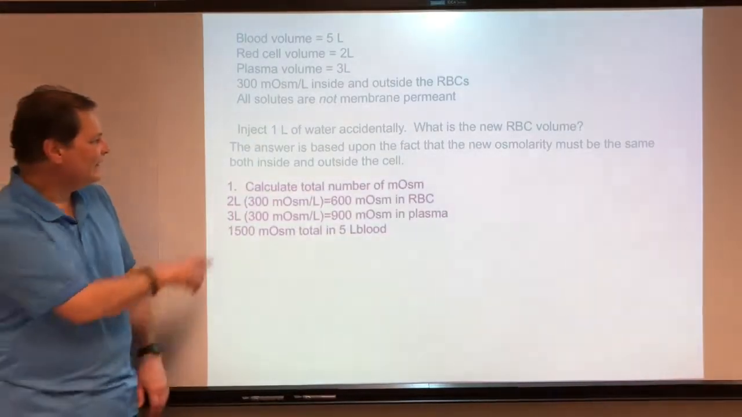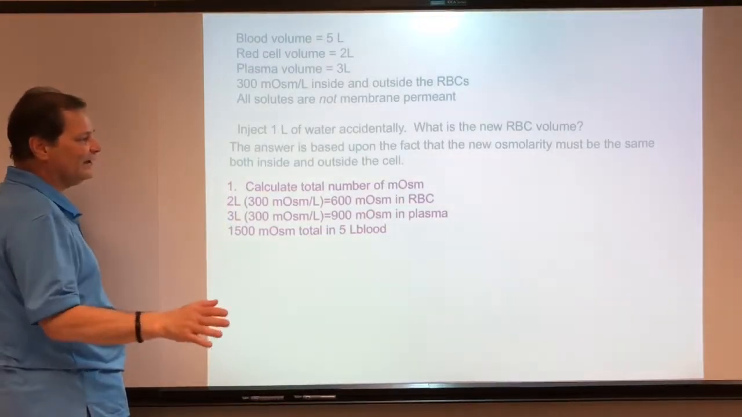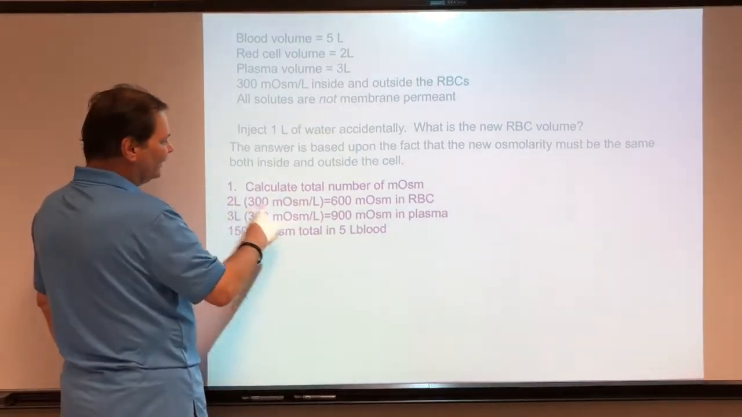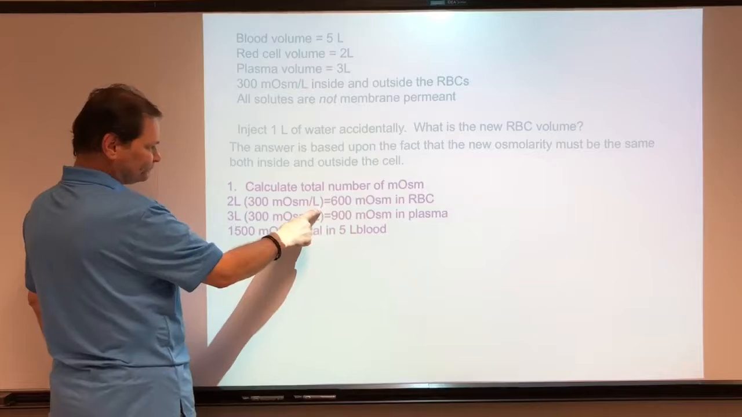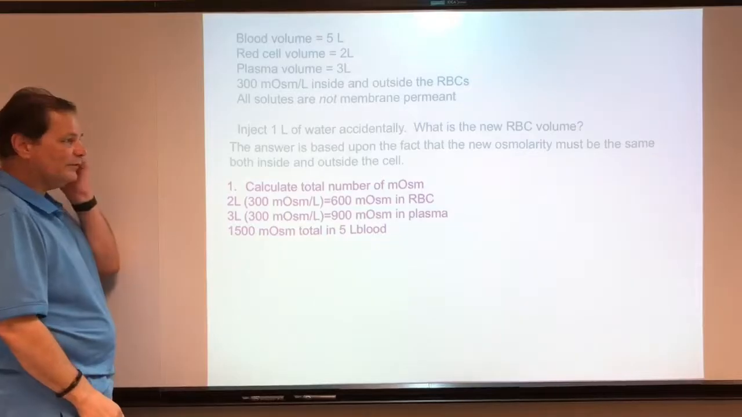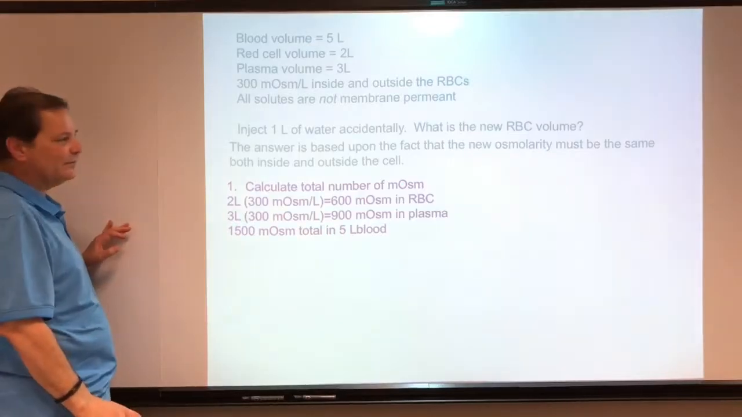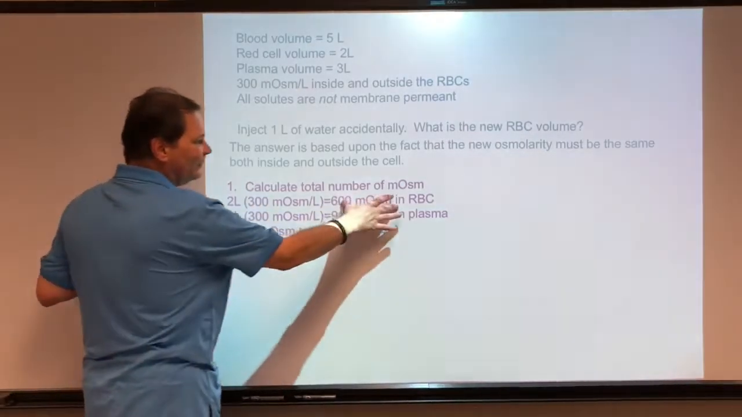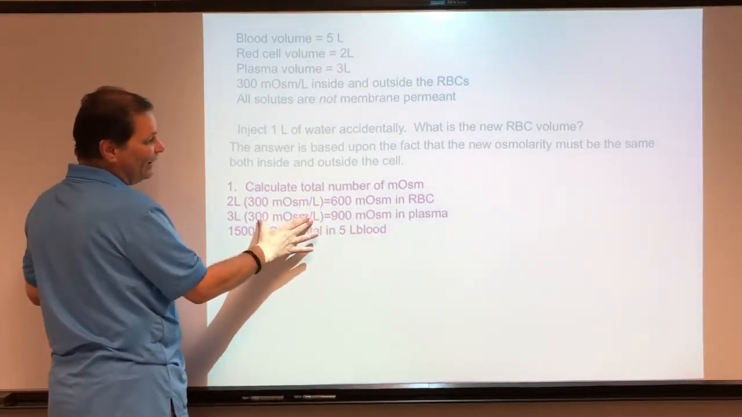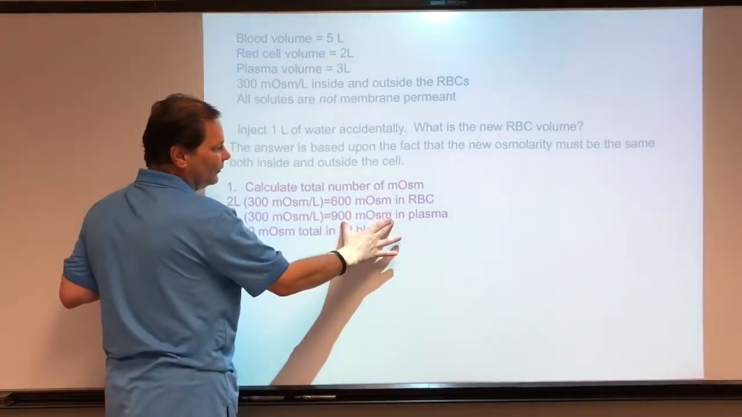So what I mean by that is, first, calculate the total number of milliosmoles, both inside the cells and outside, so the total number in the blood. So if I have 2 liters of red blood cells at 300 milliosmoles per liter, which is normal, then I have 600 milliosmoles of particles in the red blood cell. And we're going to say that all solutes are membrane impermeant. None of them can get across the membrane. So we have 600 milliosmoles in the red blood cell, 3 liters of plasma at the same osmolarity, because we know it has to be the same inside and outside, gives me 900 milliosmoles in the plasma.